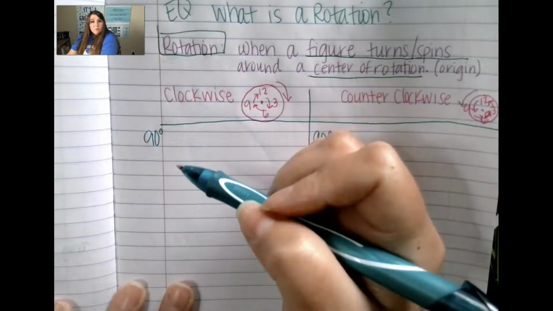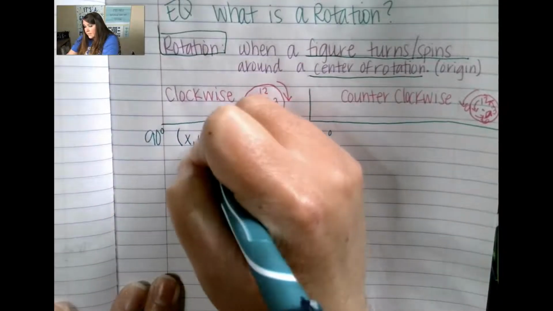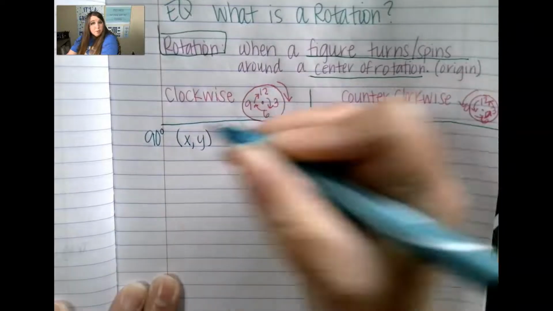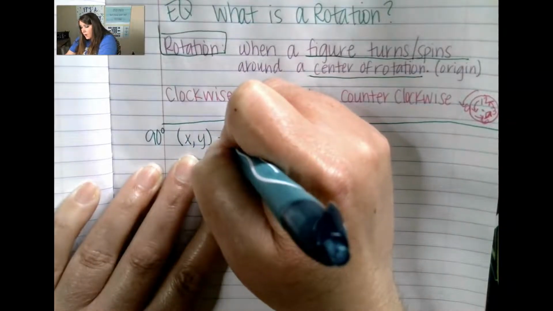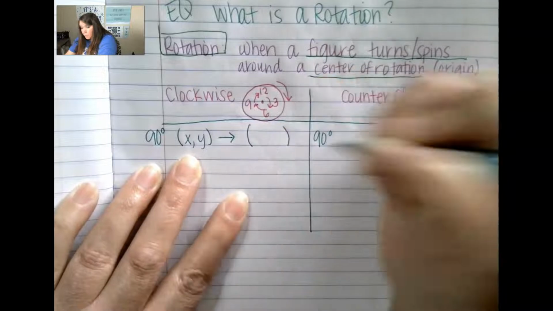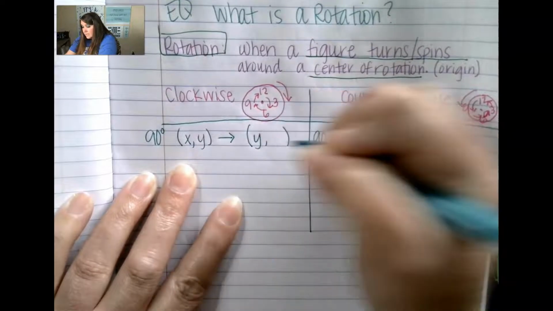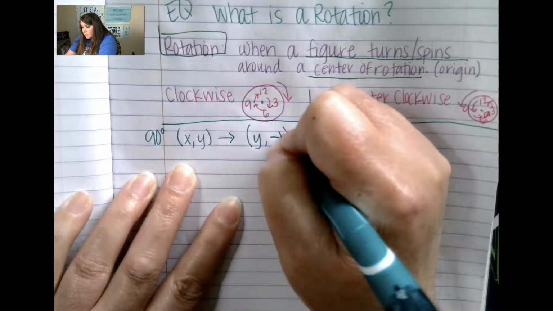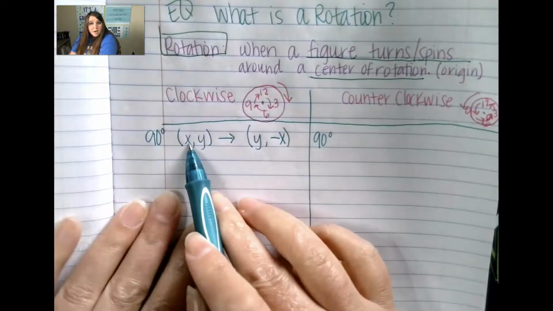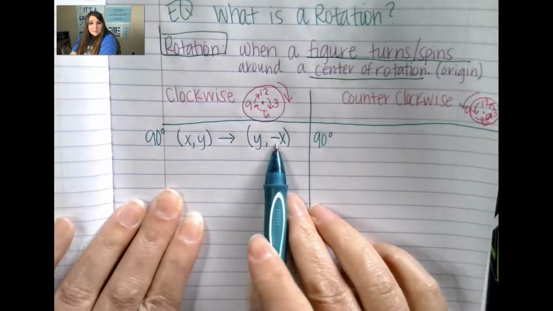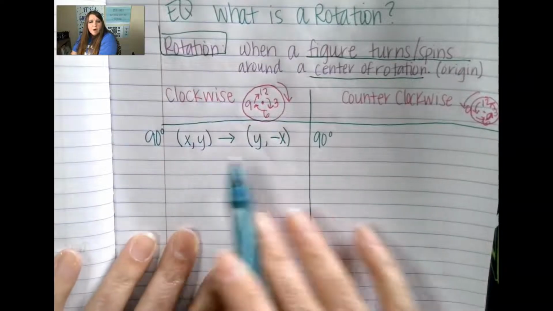The way that we move clockwise 90 degrees is we start with our ordered pair. Let's say it's x and y, both positive. If we move 90 degrees clockwise, our new ordered pair is going to change. Our y value will stay the same, but the x value becomes the opposite. So if I start with a positive x, it becomes a negative x. If I start with a negative x, it will become a positive x. You just do whatever the opposite x value is.